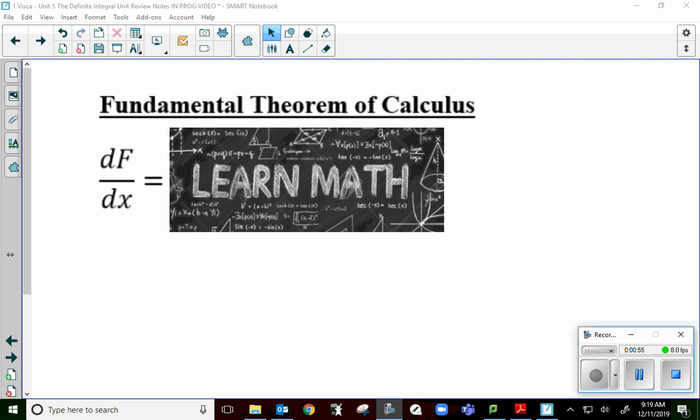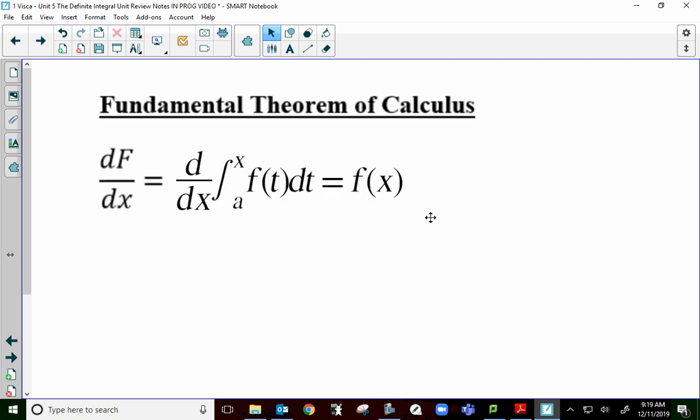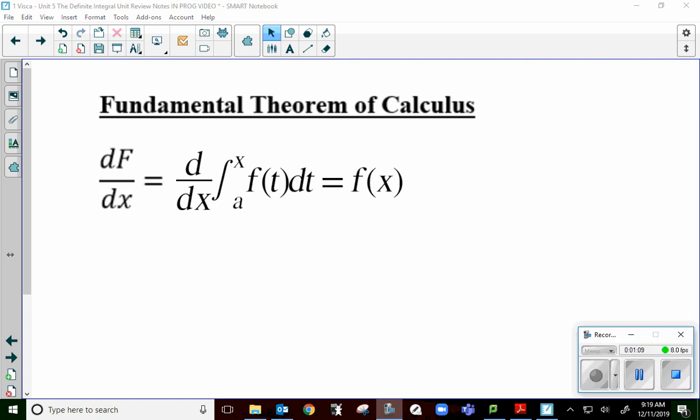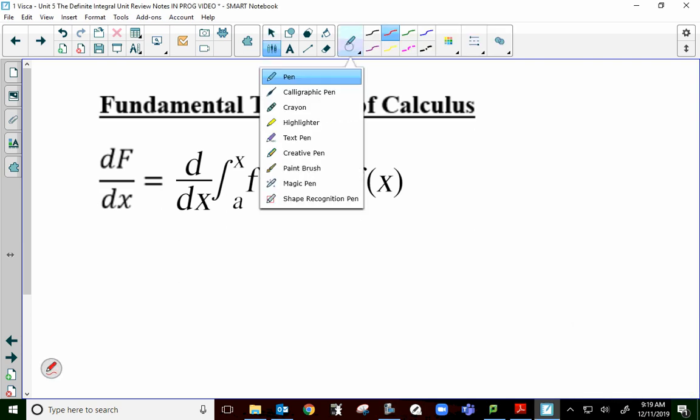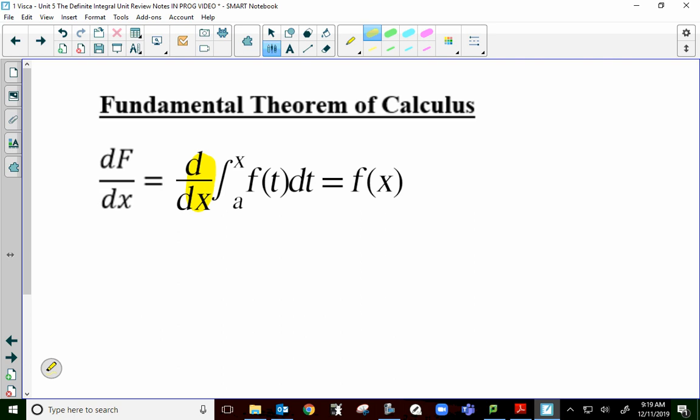And here we are. The fundamental theorem of calculus tells us... This is kind of a no-brainer, meaning if I take the derivative of an integral, I should end up with my original equation. Let me give you an example.